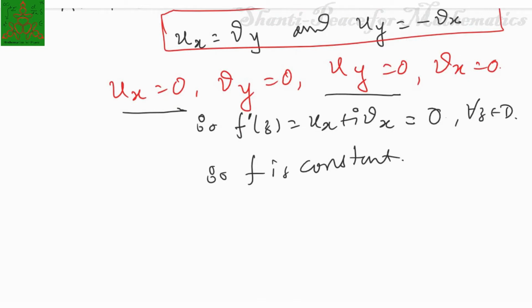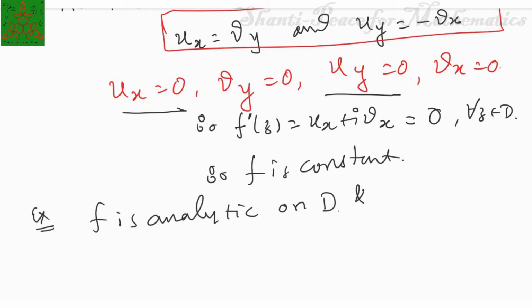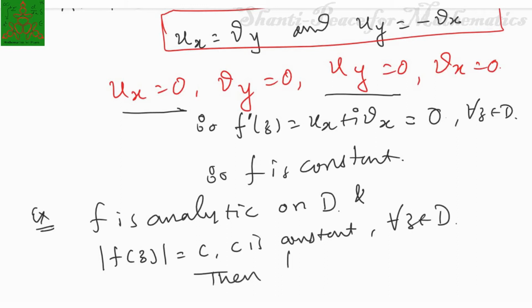Let's have another example. Suppose that f is analytic on D and mod of f of z is equal to c, where c is a constant, for every z in D, then f is constant. So what does this result tell you? That if f is an analytic function and its modulus is constant, then the function must be constant.